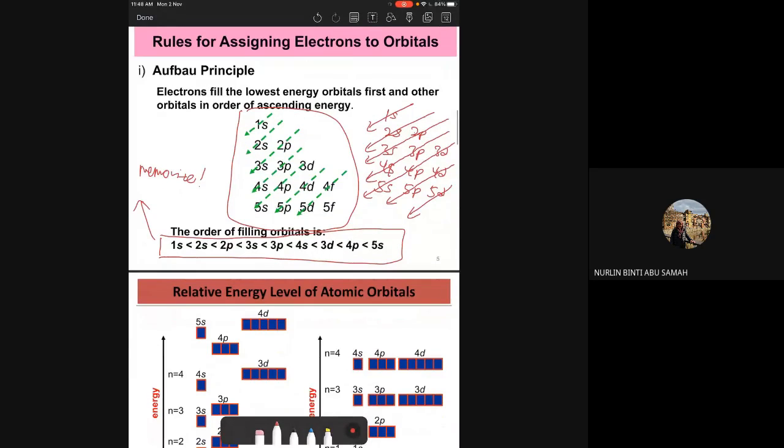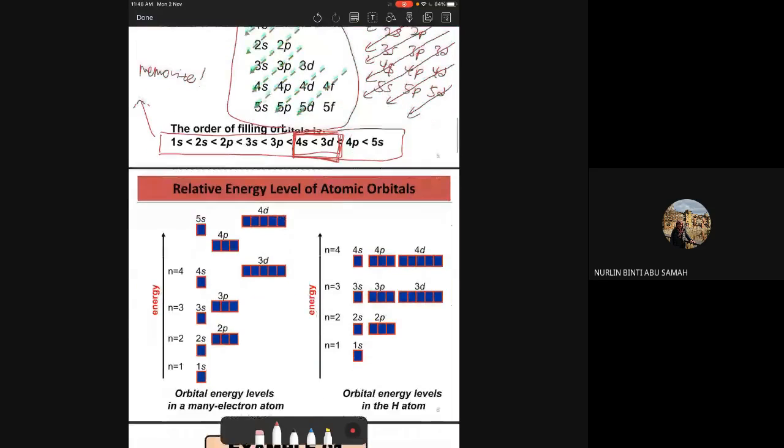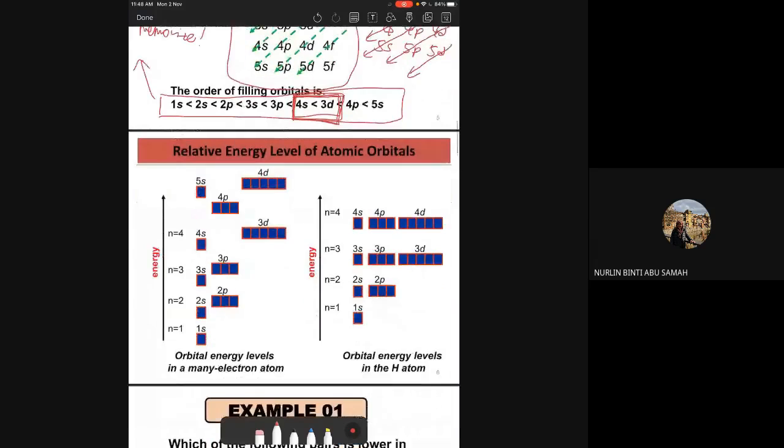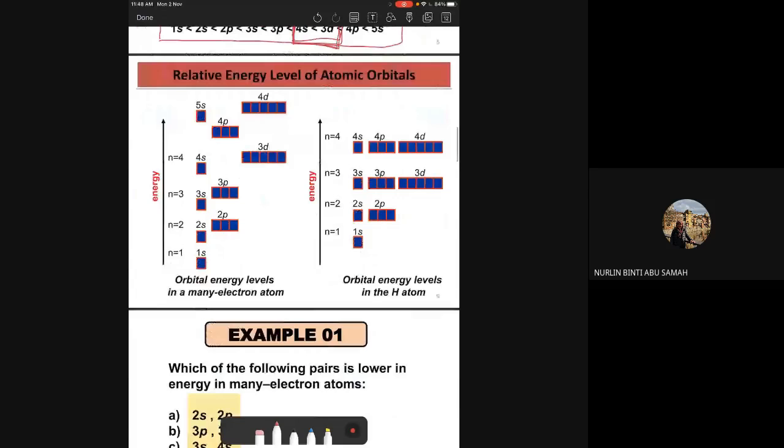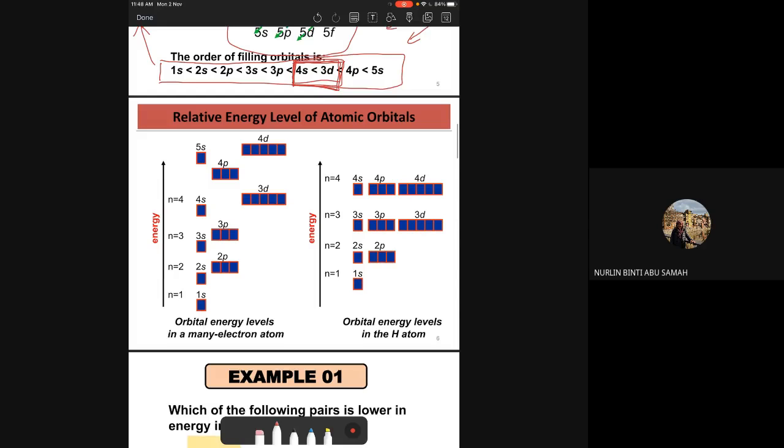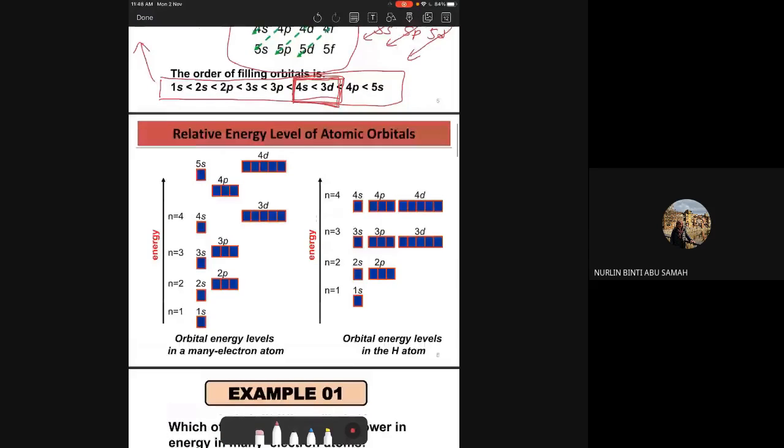Okay, nanti kalau ada unsur atau elemen yang memerlukan kawasan 3D dan 4S, dia ada special case, okay? Kita panggil sebagai case anomalous, iaitu lain daripada yang biasa. So this is the relative energy levels. I hope that you can understand that by the time we're talking about orbital, sebenarnya kita bercakap berkenaan dengan energy level.